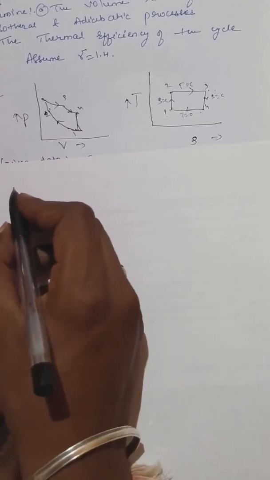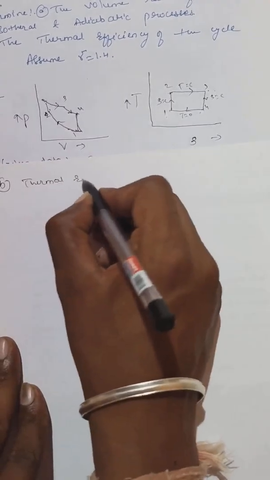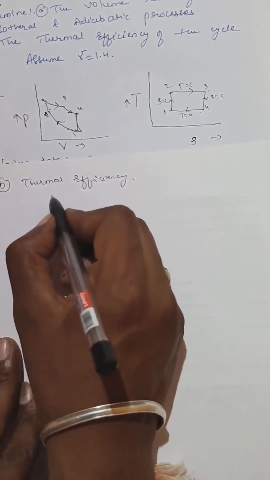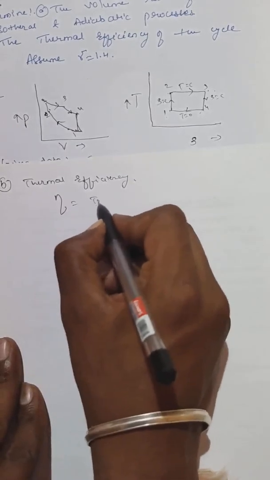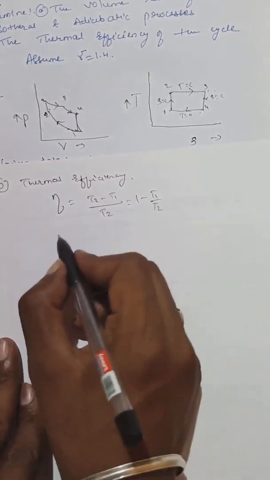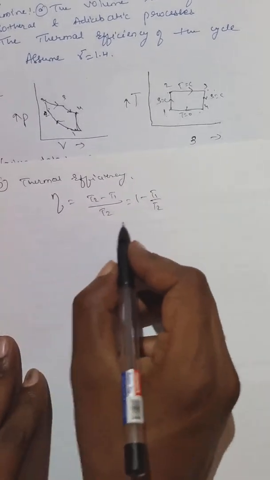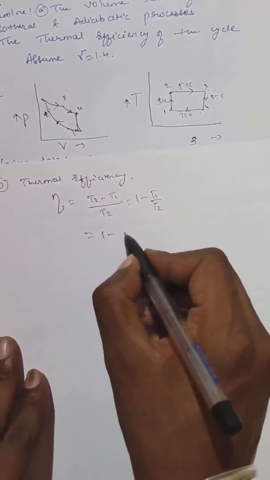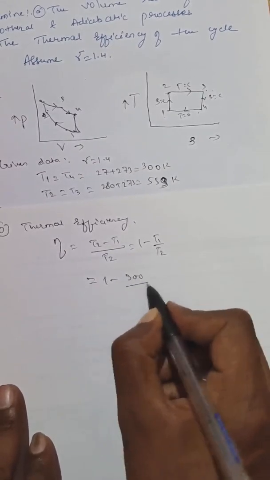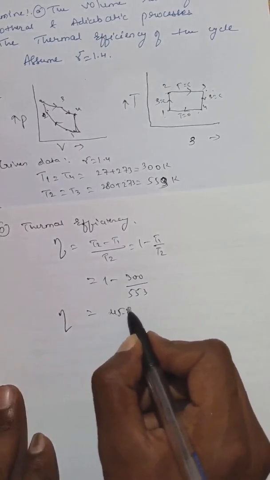So next we shall find out the B bit, that is thermal efficiency. You know the formula of thermal efficiency, that is T2 minus T1 divided by T2. You can write like this also, 1 minus T1 divided by T2. Now we know the value of T1, these are already given data, 300 by 553 Kelvin. So your thermal efficiency will be 45.8%.